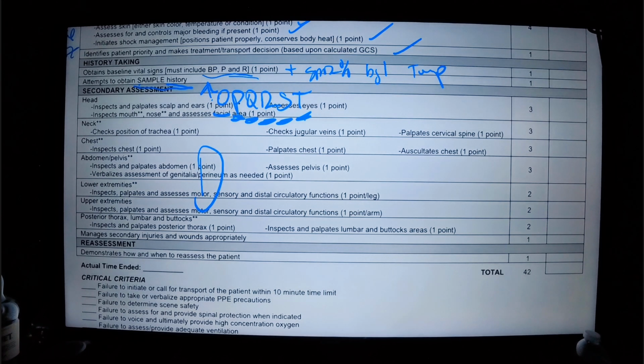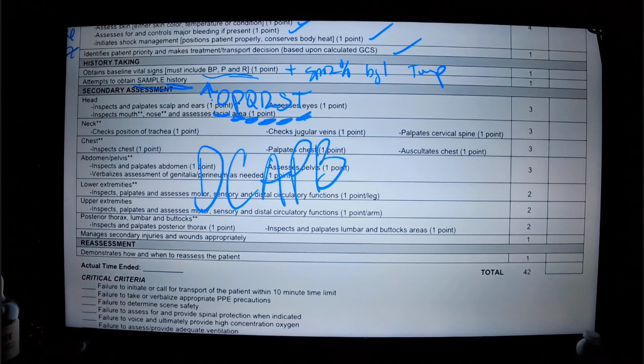So what I said: deformities, contusions, abrasions, avulsions, puncture wounds, burns. D-CAP-B, then T, which is tenderness, and LS, which is L for lacerations and swelling. DCAP-BTLS. There we go. Forgive me, guys.